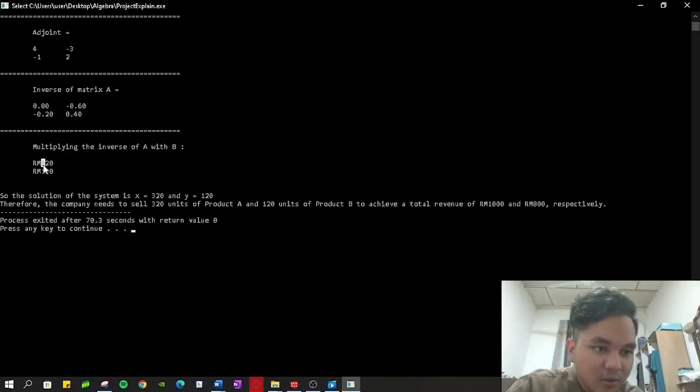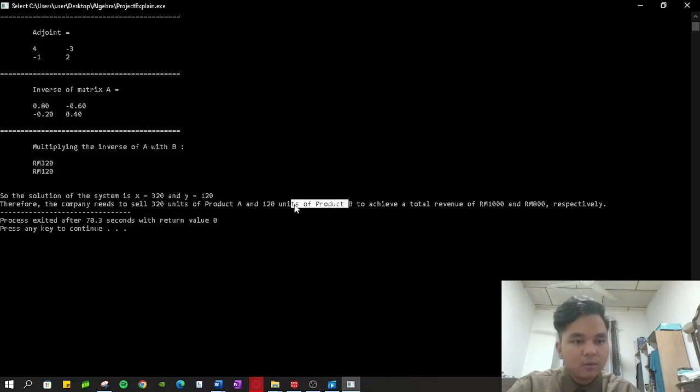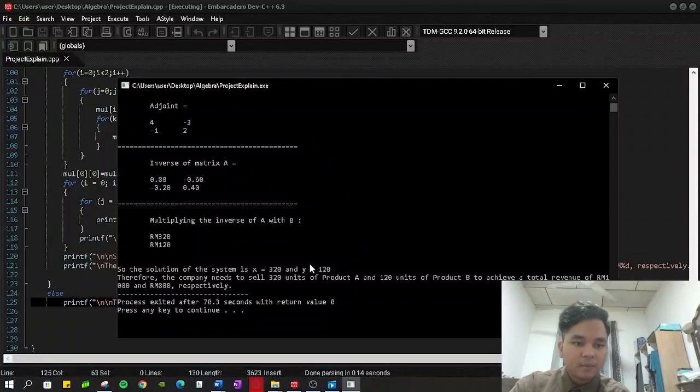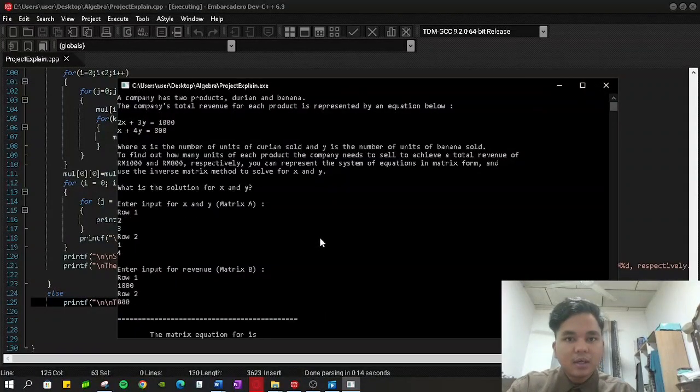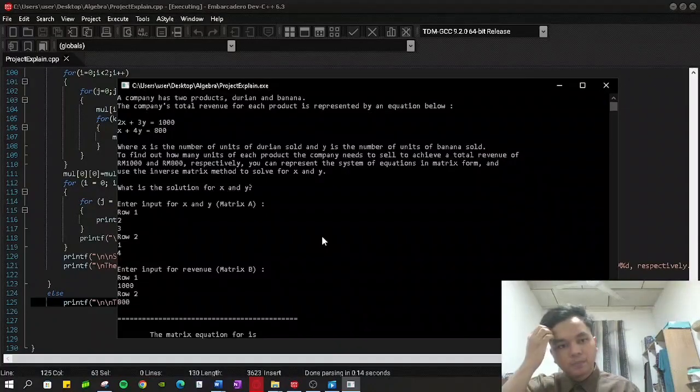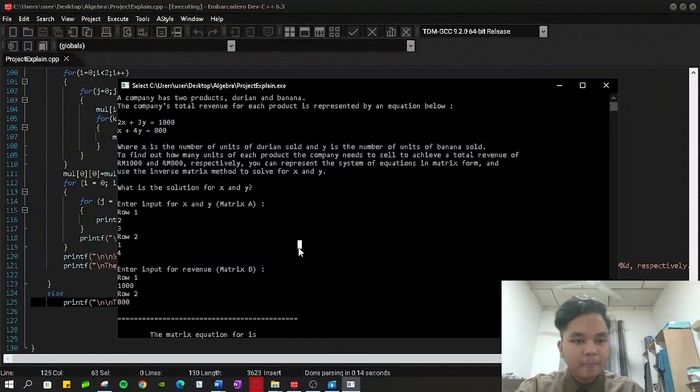This is wrong, not ringgit. I made a mistake here. This is a unit for product A and unit of product B. So this is the programming. This program can also take input for other problems, not just this question.